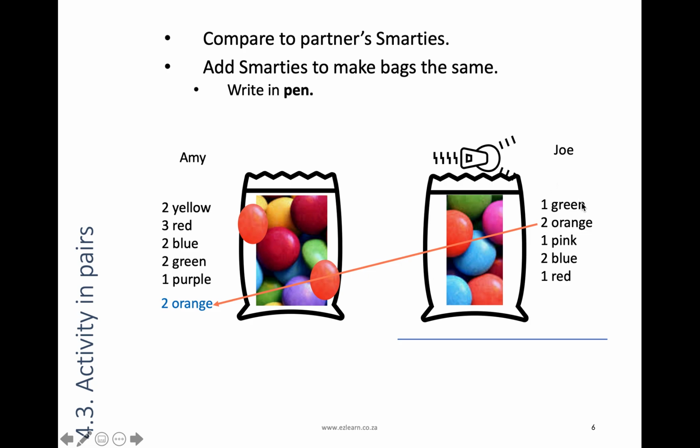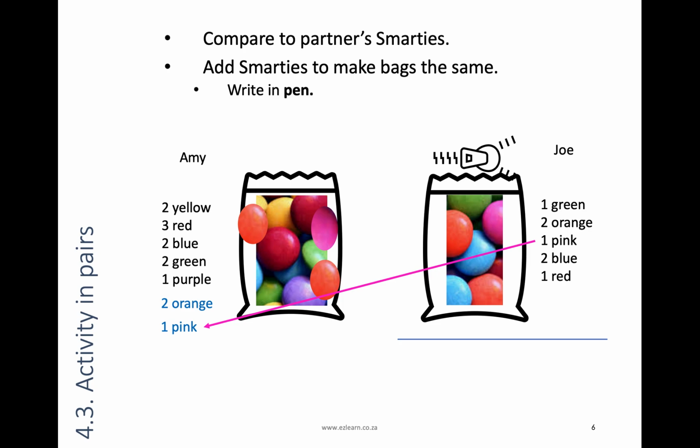Firstly, you can see that Joe has got 1 green one. Amy has got 2 green ones. So Amy's happy. Amy doesn't care. But Joe has got 2 orange that Amy doesn't have. So we need to give Amy 2 orange Smarties to update her bag with what Joe's got. In addition, Joe has got 1 pink one. That was the one that Amy was getting particularly concerned about at the beginning. And so we'll add a pink one to Amy's bag.